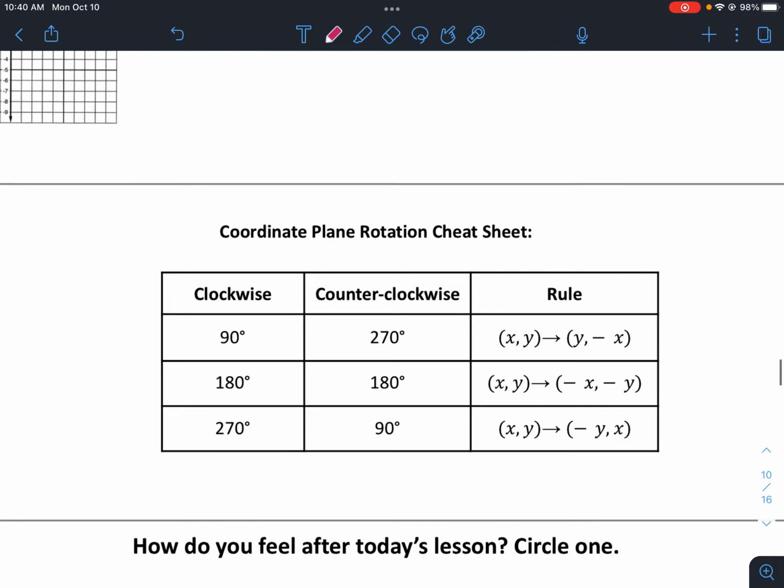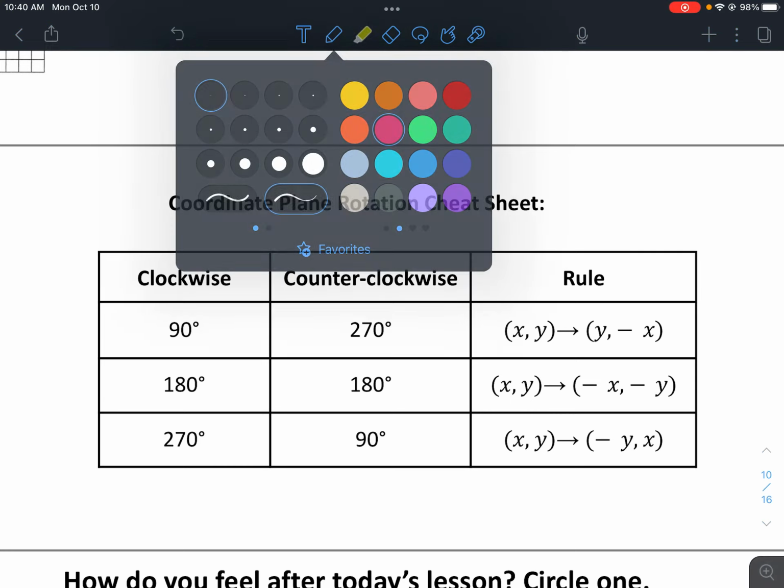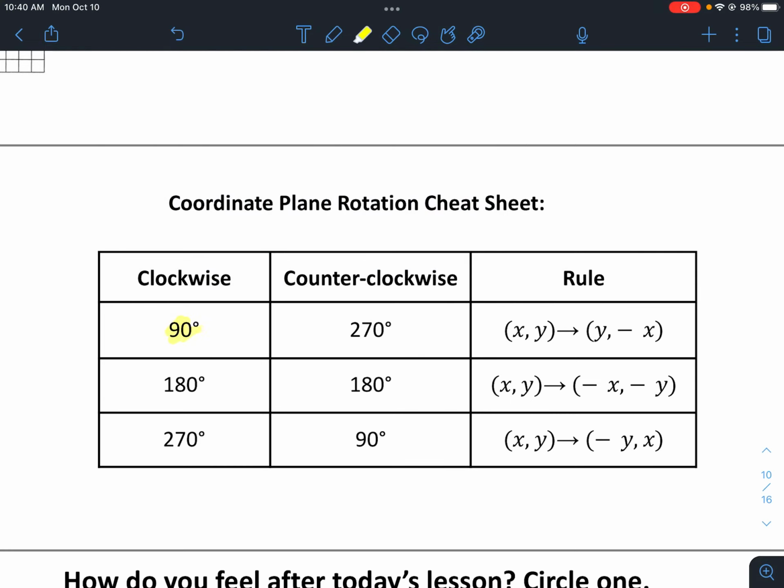All right, so here is the cheat sheet that I would use to help you out. If it says 90 degrees clockwise, here's the rule you are going to use. If it says 90 degrees counterclockwise, this is the rule you're going to use. This is going to be very helpful, a little mini cheat sheet for you to use. I will have this on the board for skill checks, quizzes, and tests. You don't have to memorize this. This will be available to you for you to use.